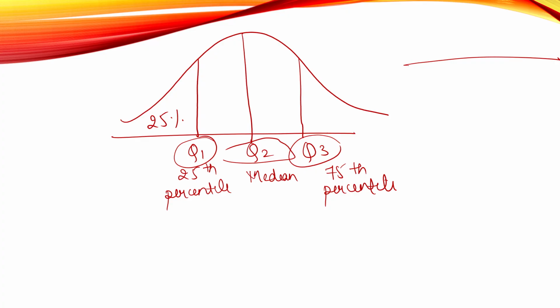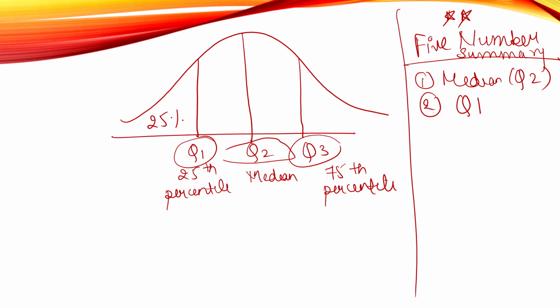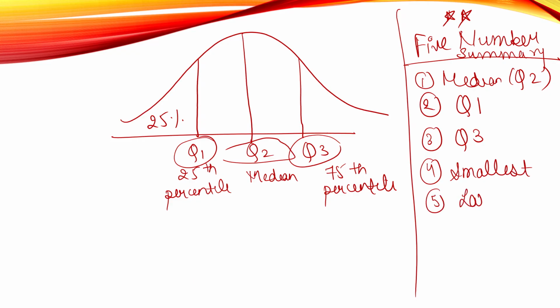Now, this is also a very important question: the 5-number summary. Very important. It may not be taught in class, but it may be asked. A 5-number summary consists of first, the median, which is Q2. Second, the quartiles Q1 and Q3. Then fourth will be your smallest observation, and fifth will be your largest.